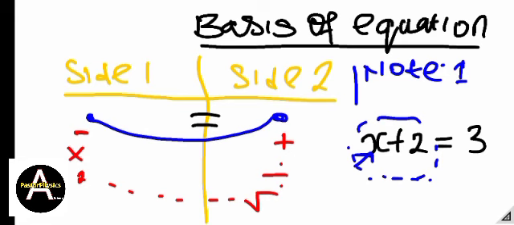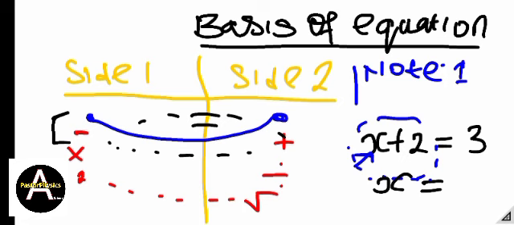So what happens is that x, what are we removing? We are removing plus 2, is it not? And when plus, according to this example, when plus is crossing to the other side, it becomes what? Minus. Likewise, when minus is crossing to the other side, it becomes plus. So when plus 2 is crossing to the other side, it becomes what? 3 minus 2. And x will therefore be 3 minus 2, which is equal to 1. Very, very easy.